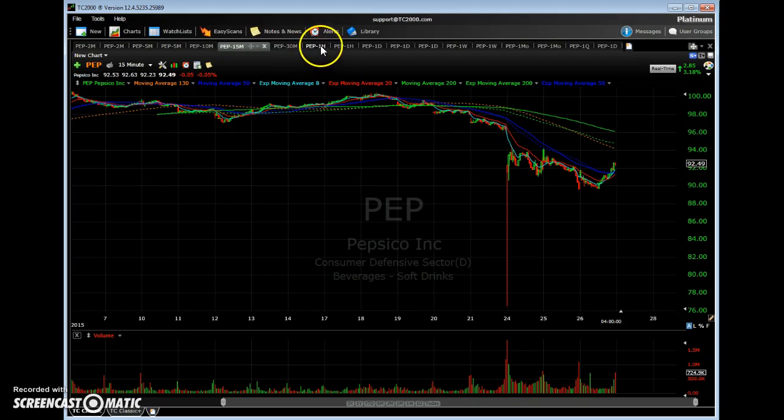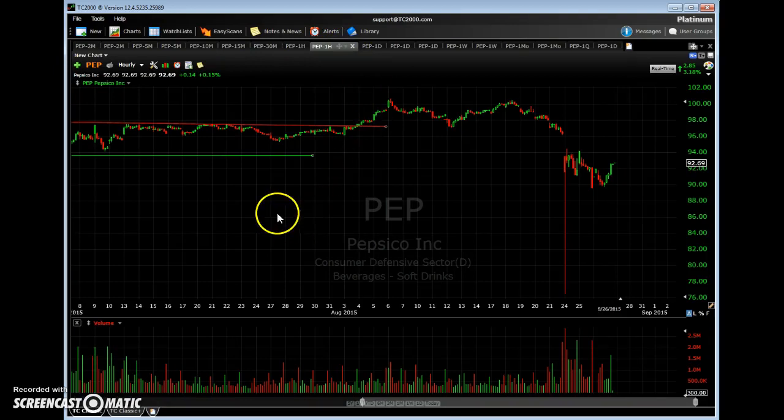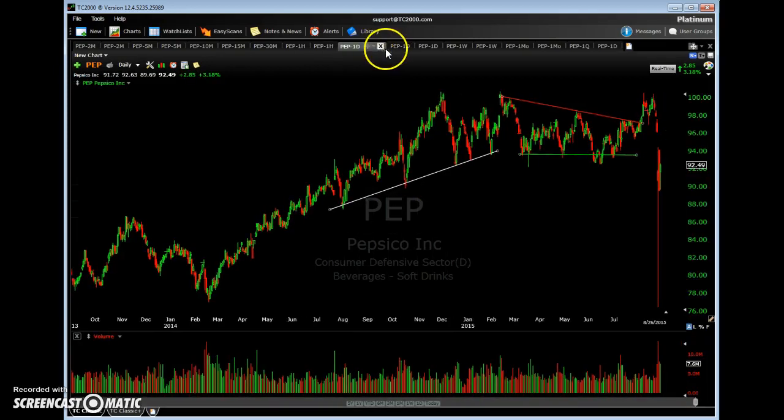Next chart that I look at is an hourly chart, but I do not keep any indicators on the hourly chart at all. It's just a simple candle chart, and I watch this for support and resistance and for levels to break above.